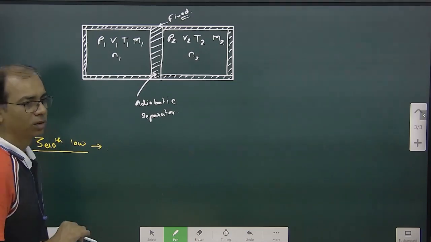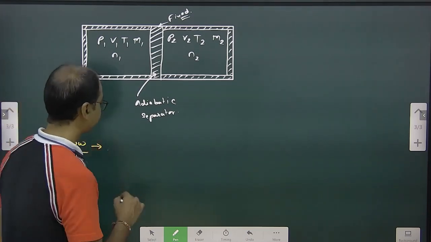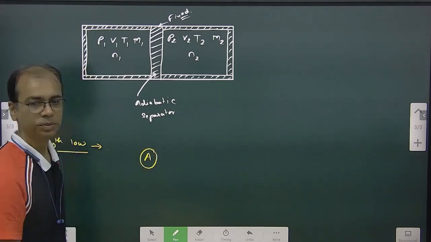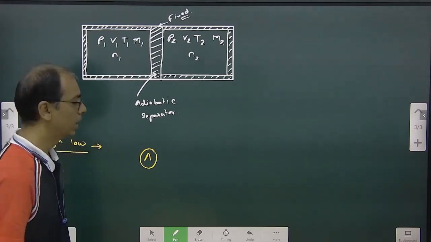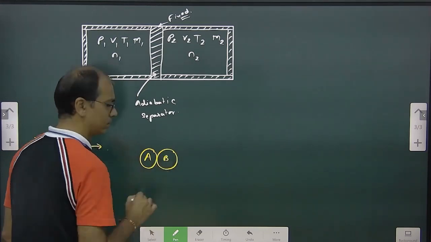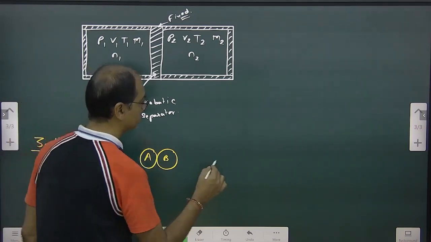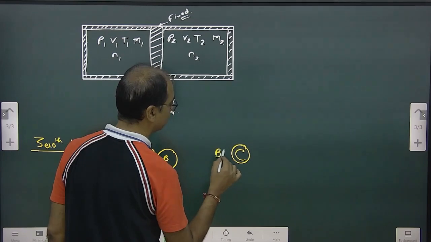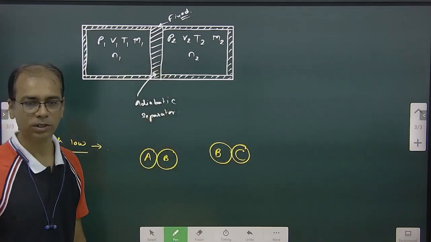If you go to the definition, it is very easy. It says that, let's say an object A is in thermal equilibrium with an object B, or gas also you can say. Gas A is in thermal equilibrium with gas B. And another one, gas C, is also in thermal equilibrium with the same B. Then C and A are also in thermal equilibrium with each other.